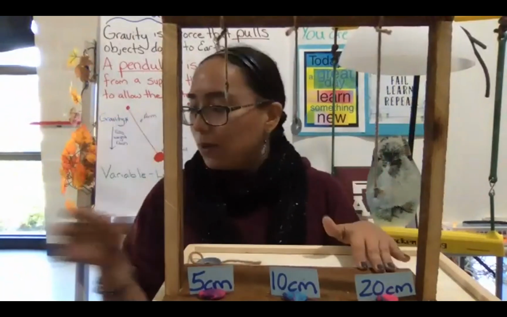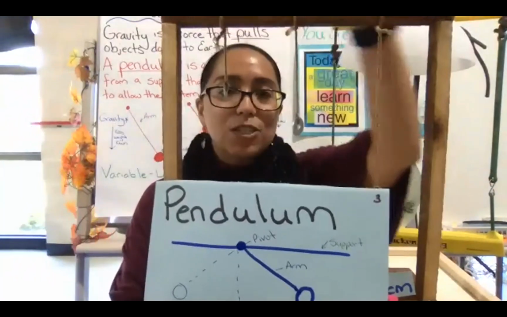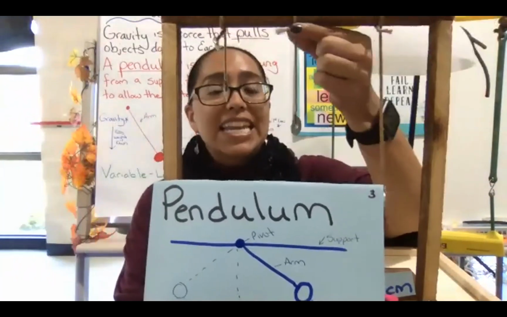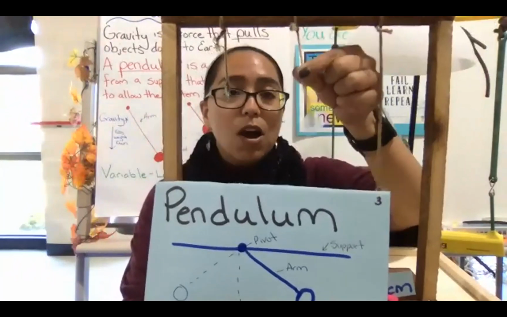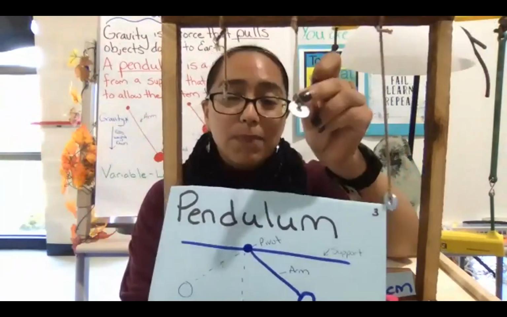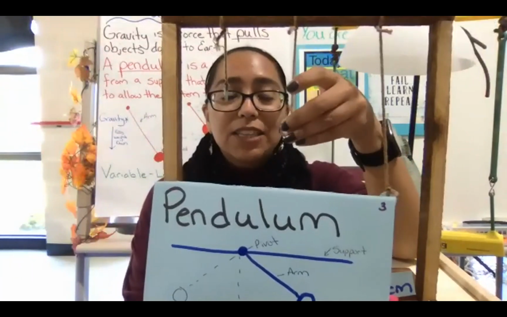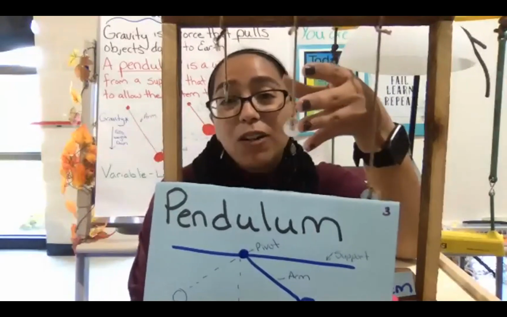So here's an example of a pendulum, and it has a couple of parts. So the first part a pendulum has is the support beam, and then it has an arm. So the arm is what allows it to swing like this. And then the bottom of my pendulum, I have a weight. This is just a washer, but what's at the bottom of a pendulum we call a bob.